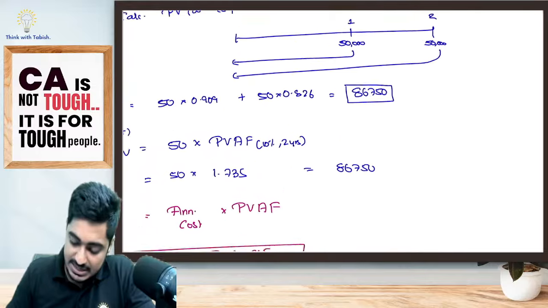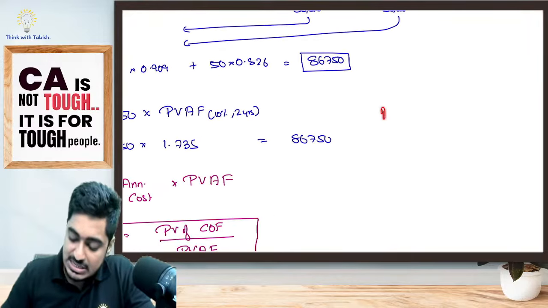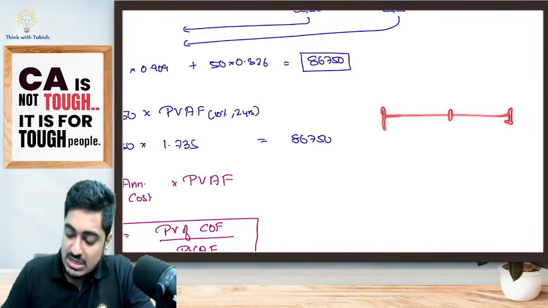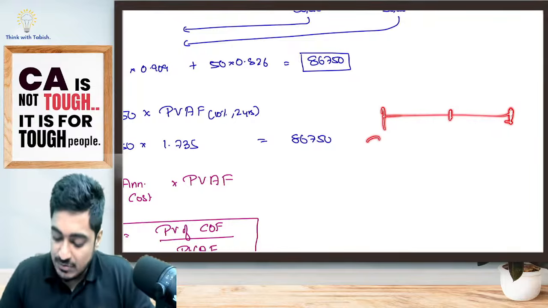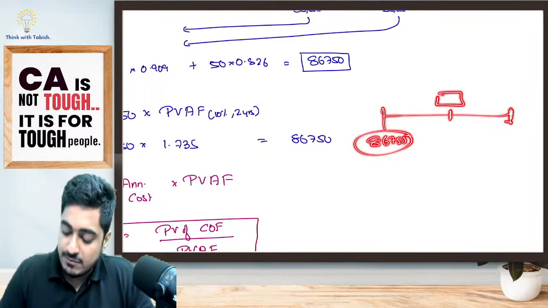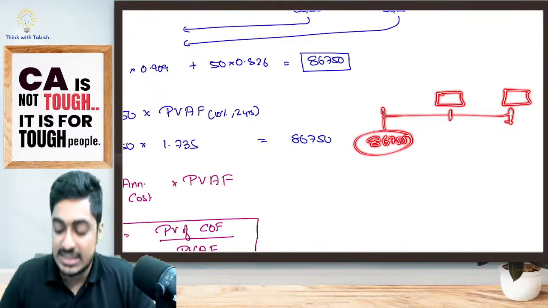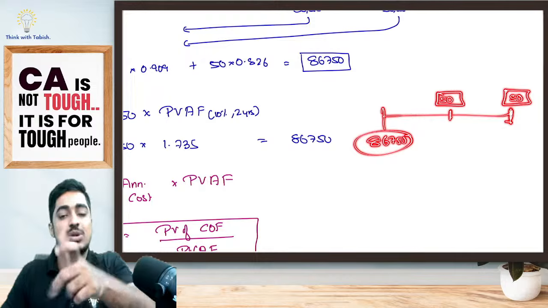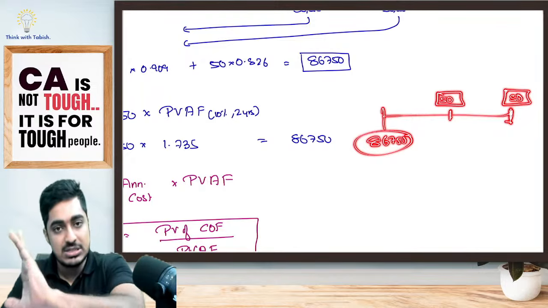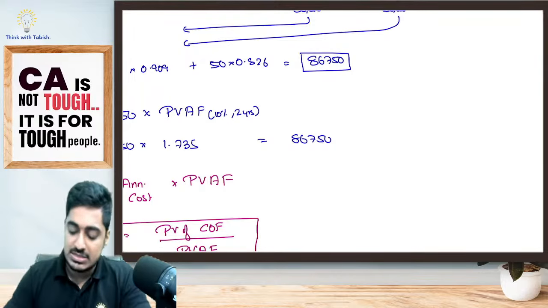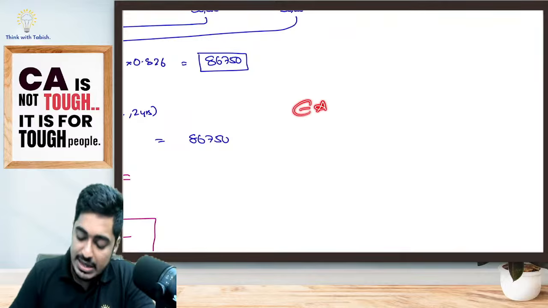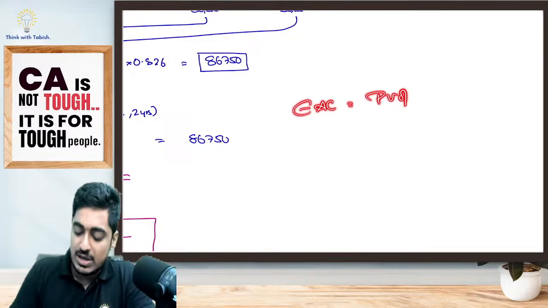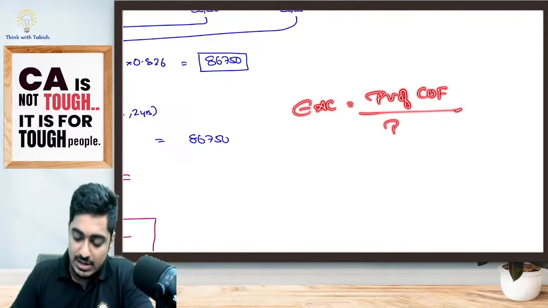So what does it mean? Imagine at t equals 0, 86,750. Someone told me that, okay, today I will give you 86,750. Every year you will have to give me an equal amount. How much is that amount going to be? That equal amount is going to be 50,000. That is what I have calculated. Keep the logic aside. If you have understood, great. Otherwise, the simple formula, equivalent annual cost, is the present value of all cash outflow divided by the present value annuity factor.